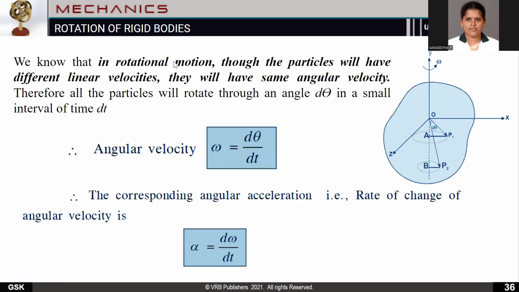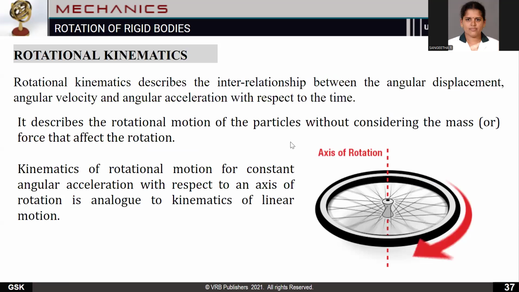We know that in rotational motion, though the particles have different linear velocities, they have the same angular velocity. Therefore, all the particles rotate about an axis with an angular velocity, turning through an angle d theta in an interval of time dt. So the angular velocity omega is equal to d theta by dt. The corresponding angular acceleration alpha is the rate of change of angular velocity, that is, d omega by dt.